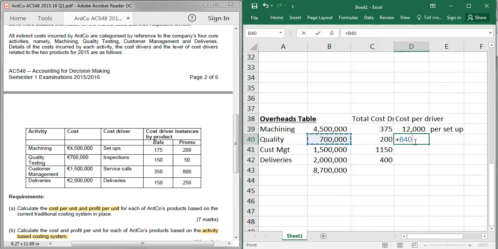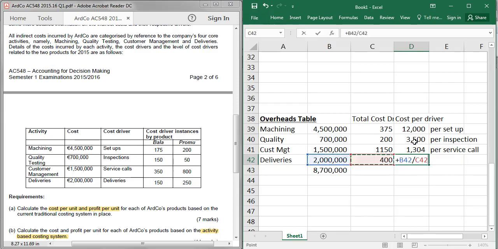For quality, it's 700,000 divided by 200 inspections. So that's per inspection. So that's why it's useful. We'll need this for part C and D, where there's certain calculations to be done. For customer management, it's 1500 over 1150. So it's about 1304 per service call. So you can estimate then how much each activity is costing you. And finally, then the deliveries are costing about 5,000 per delivery.